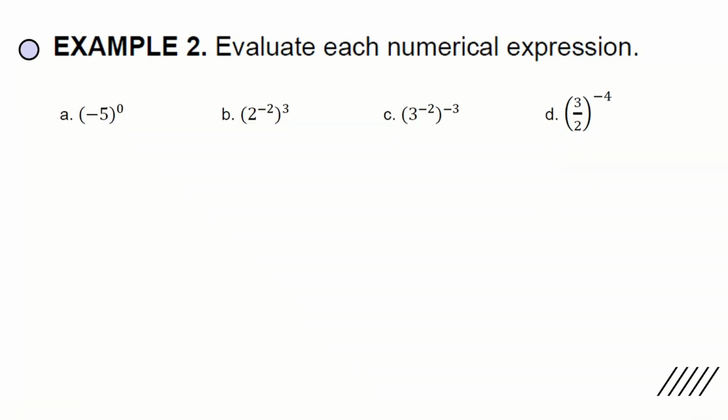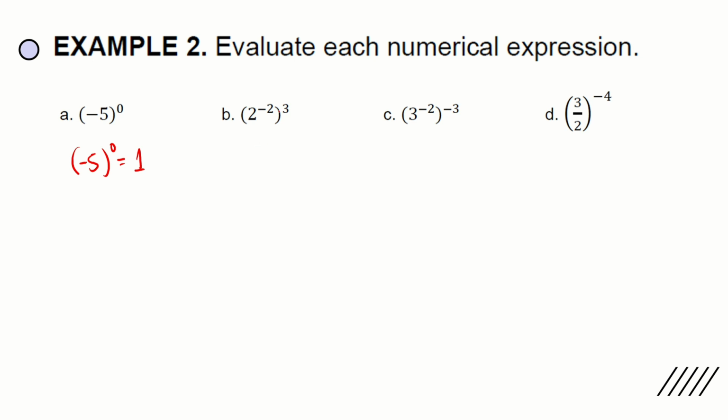Example number 2. Evaluate each numerical expression. In letter A, we have negative 5 raised to 0. If we still remember, any number raised to the power of 0 is equal to 1. So here, negative 5 raised to 0 is equal to 1.